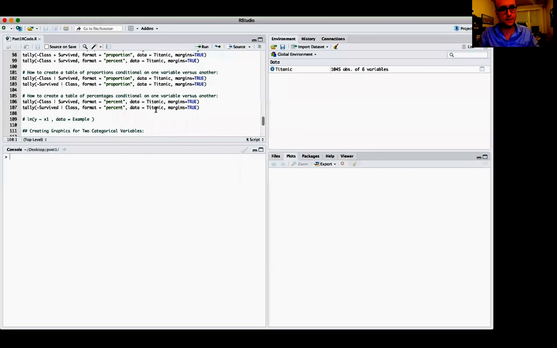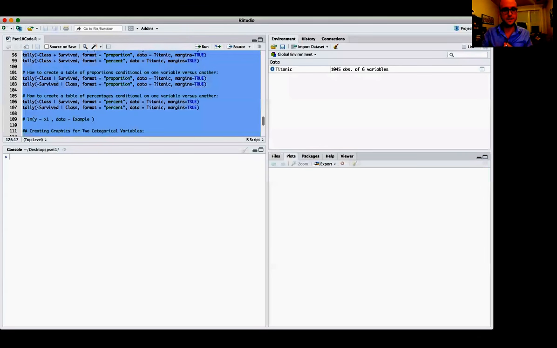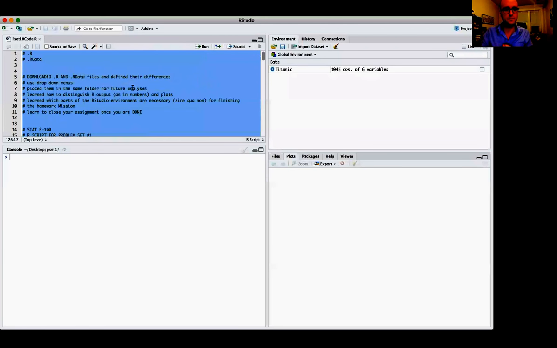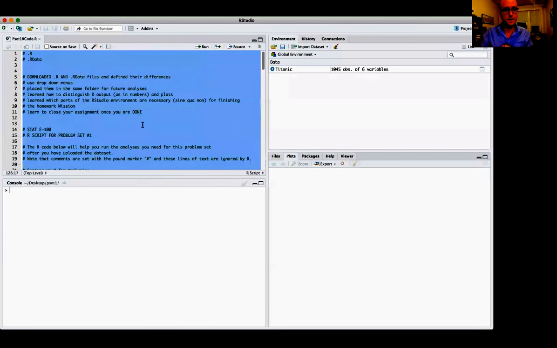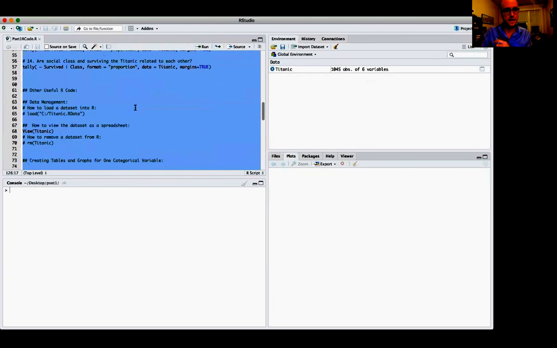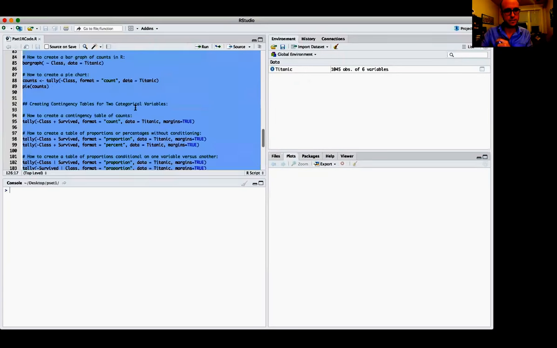So let's highlight all of this script here. I just press Command A and it highlights blue on my machine. You'll see that my lines are a little bit different because I made some notes here. But you see the script here.